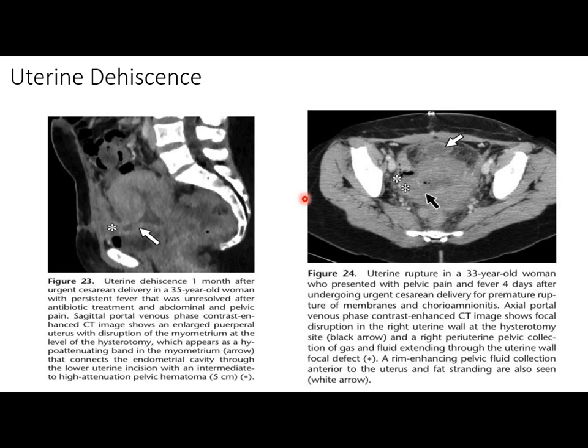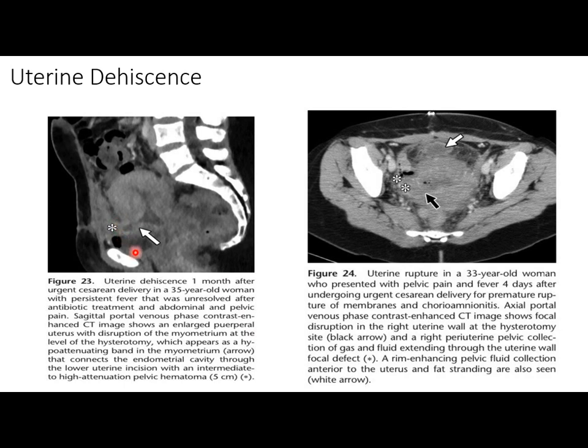Uterine dehiscence means that there is failure of the suturing of the uterus and there is discontinuity between the endometrium and myometrium. How do we differentiate? It's important to differentiate uterine dehiscence from uterine rupture. In uterine dehiscence, the serosa is intact, while in rupture there is a complete transmural defect within the uterus.